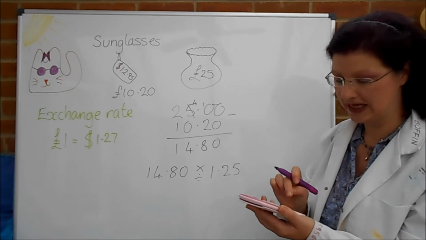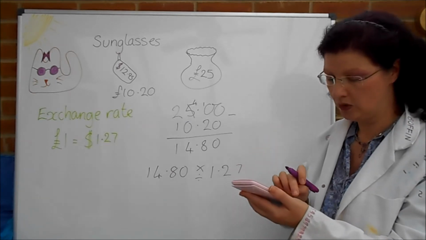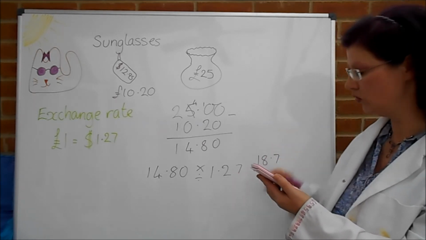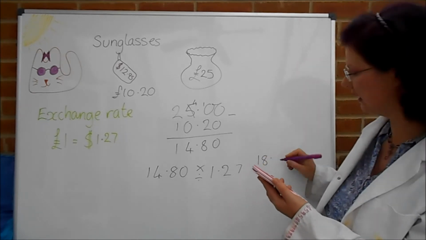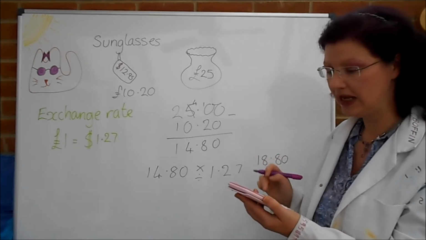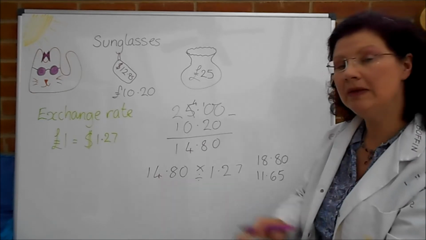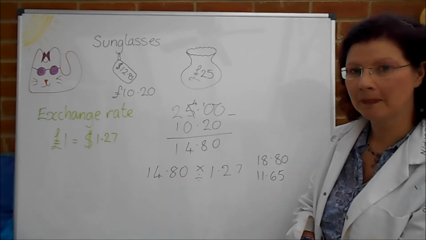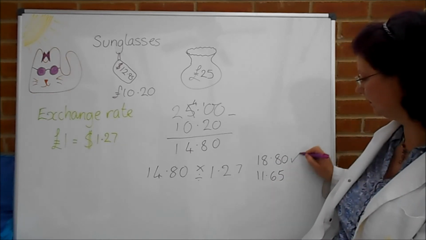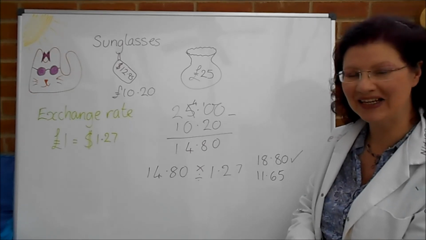So 14.8 multiplied by 1.27, not 1.25. Use the right numbers, that always helps. 1.27, and we get an answer of $18.80 to two decimal places. Or 14.80 divided by 1.27, and we get $11.65. So £14.80, which one of these should it be in dollars? Remembering that a pound is a bigger amount of money than a dollar, it must be that one. £14 something comes to $18 something. So the final answer, you have $18.80 as your change.